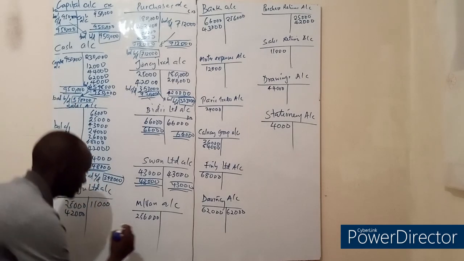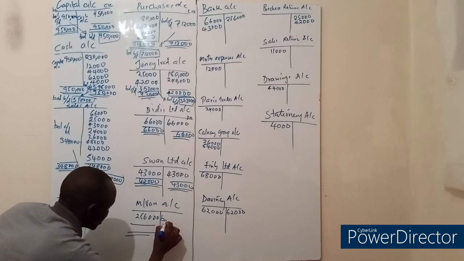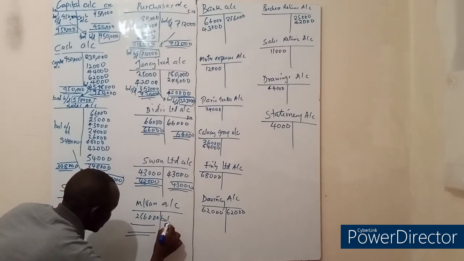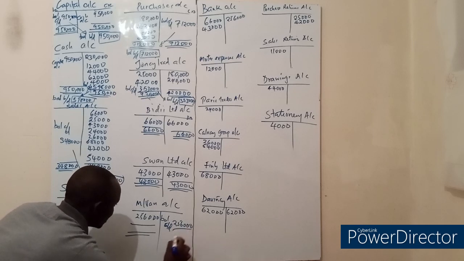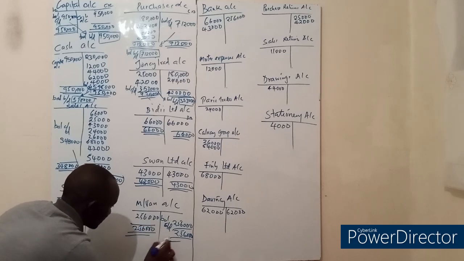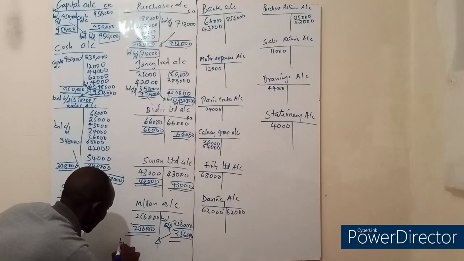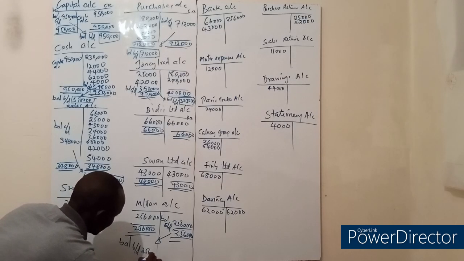For the motor van account, the debit side is more than the credit, right? So here we're going to write balance carried down of 256,000, which will also show at 256,000. Directly opposite, balance brought down of 256,000.